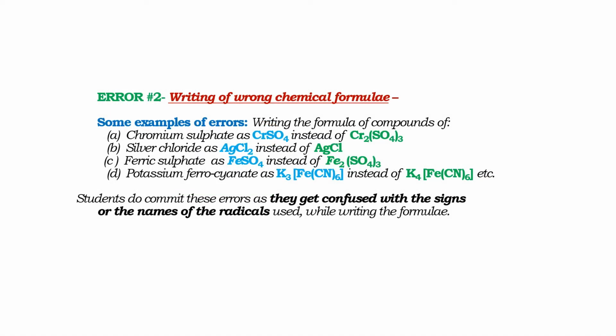Error number 2. Writing of wrong chemical formulae. Some examples of errors are like chromium sulfate is written as CrSO4 instead of Cr2(SO4)3. Silver chloride as AgCl2 instead of AgCl. Ferric sulfate as FeSO4 instead of Fe2(SO4)3. Potassium ferrocyanide as K3Fe(CN)6 instead of K4Fe(CN)6. Students do commit these errors as they get confused with the signs or names of the radicals used while writing the formula.